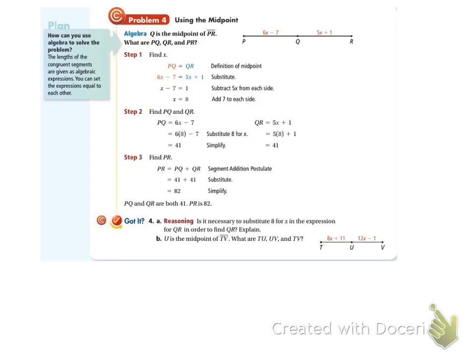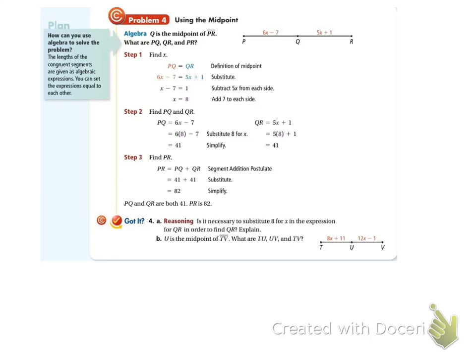Question A says, is it necessary to substitute 8 for x in the expression for QR in order to find QR? So I had already found PQ, and I could have saved myself some algebra here if I remembered that PQ is equal to QR, since Q is the midpoint. So once I solved for PQ and got 41, right then I know that QR is equal to 41.